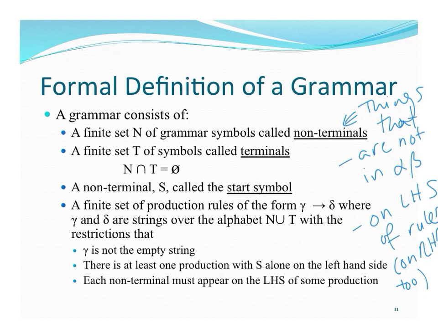And effectively, what this stuff down here is saying is, look, gamma, the thing on the left, can't be empty. You've got to have at least one rule that has S by itself on the left-hand side. And all of the non-terminals have to be on the left-hand side of some production. So the non-terminals have to be on the left-hand side. They have to be expandable. Again, let's look at some more specific examples. It'll probably clear this up, and you can come back and look at this slide again in a couple minutes.